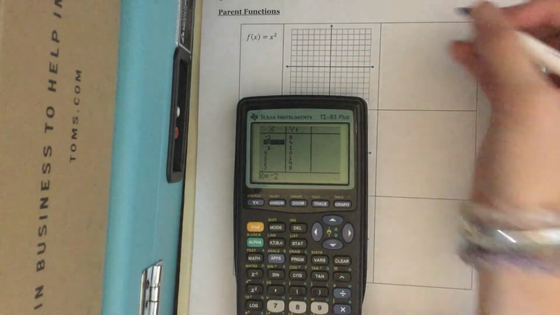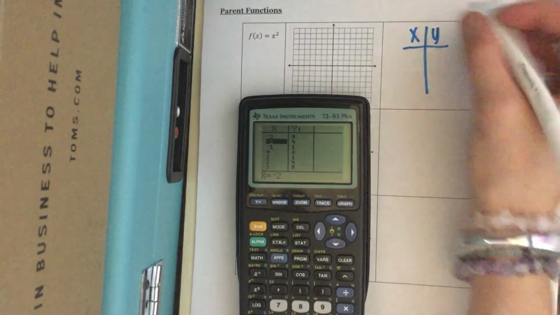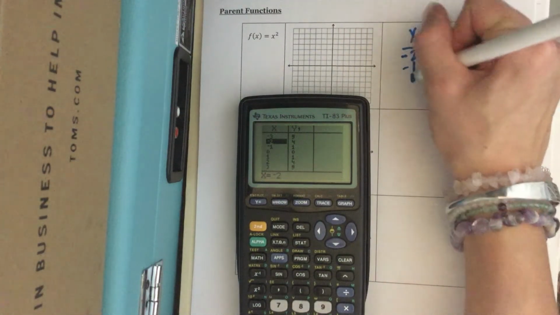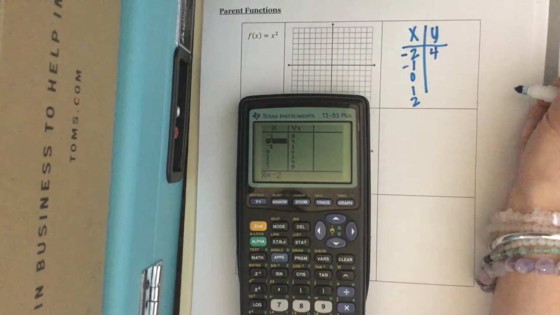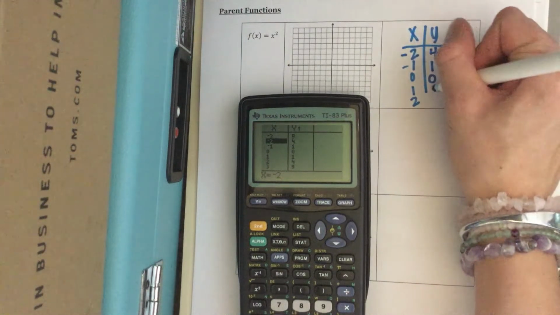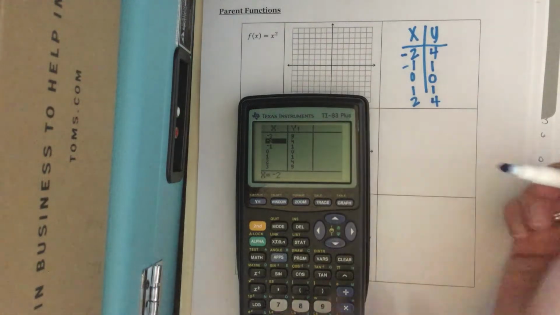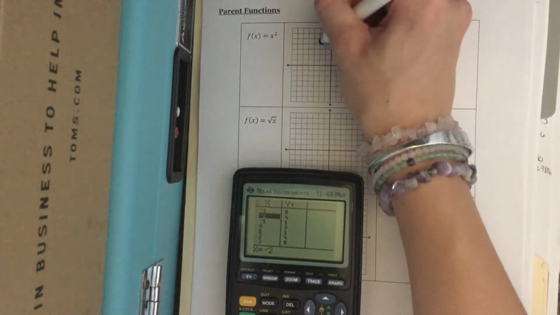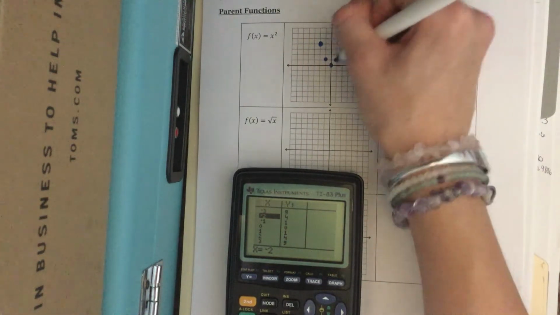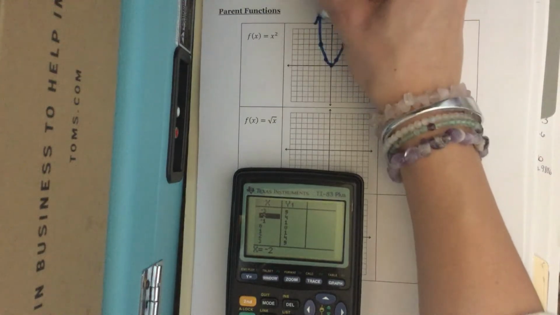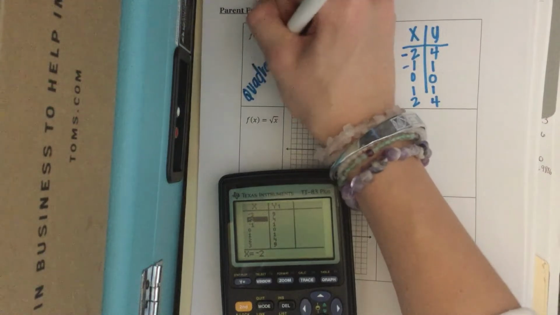Okay, anyways, we're going to have our table here, so we have x and we have y. We're going to go from -2: -2, -1, 0, 1, 2. Well, -2 gives 4, -1 gives 1, 0 gives 0, 1 gives 1, 2 gives 4. That's just from this table right here. Then we can graph that: -2, 4; -1, 1; 0, 0; 1, 1; 2, 4. And there's that, and this is the quadratic.